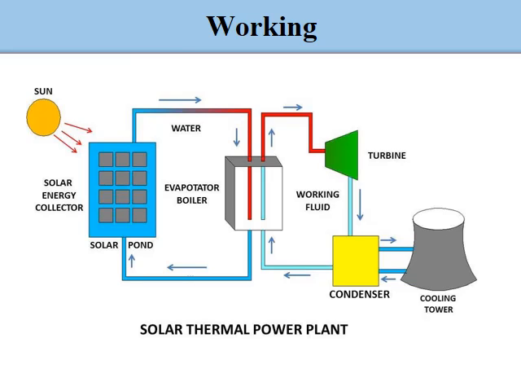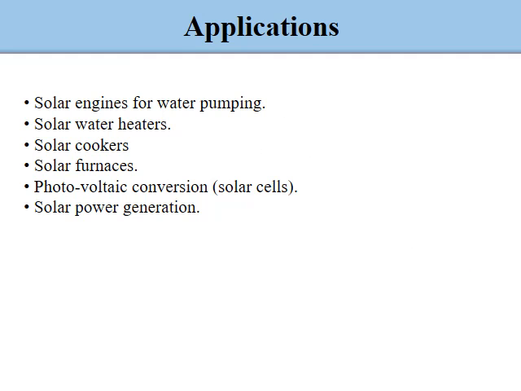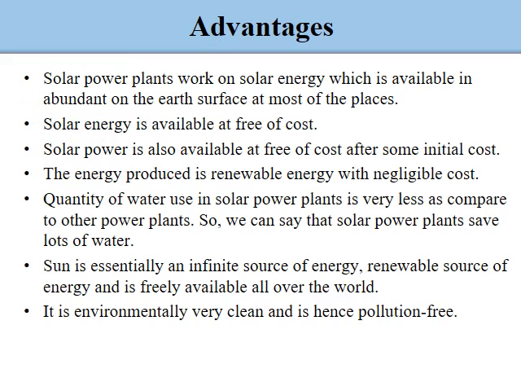The condenser is basically a heat exchanger. The heat is transferred to the water coming from the cooling tower, and the working fluid becomes cooled and goes through again to the evaporator boiler. So this is the whole cycle of a solar thermal power plant. Here are the applications: solar engines for water pumping, solar water heaters, solar cookers, solar furnaces, photovoltaic conversion meaning solar cells, and solar power generation.